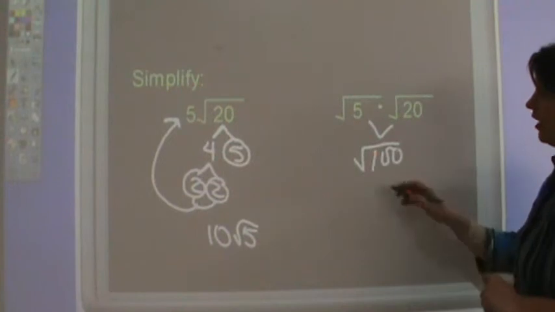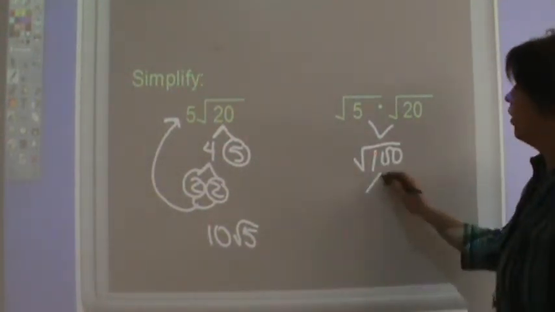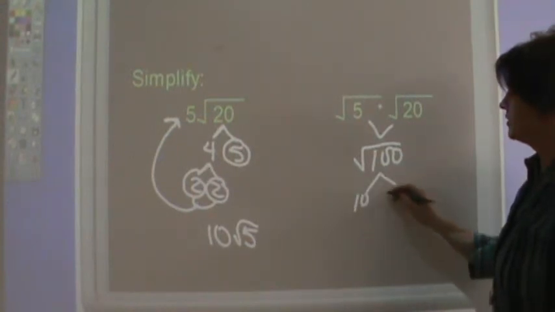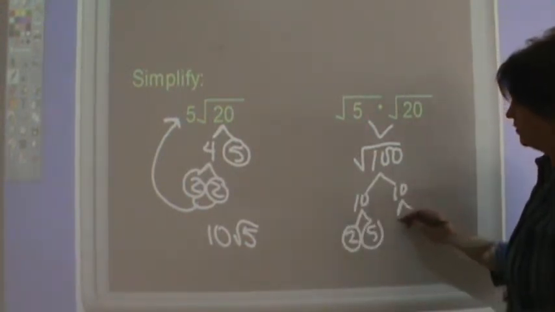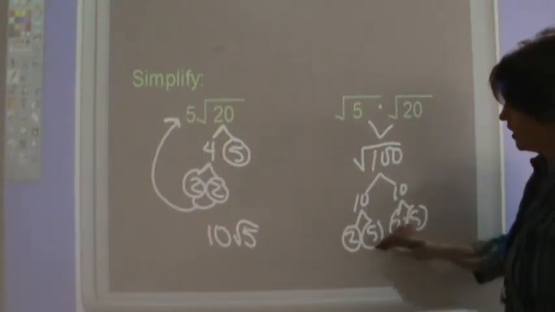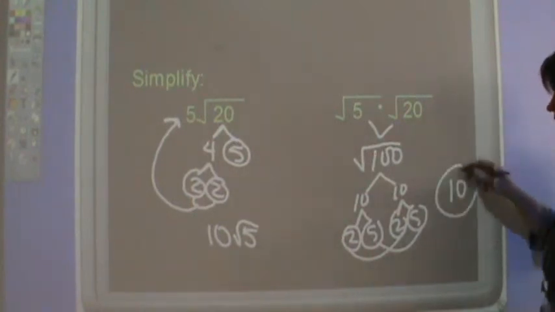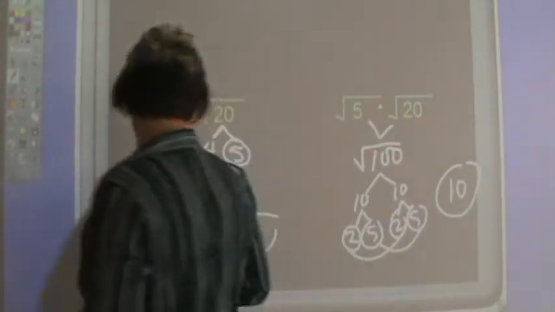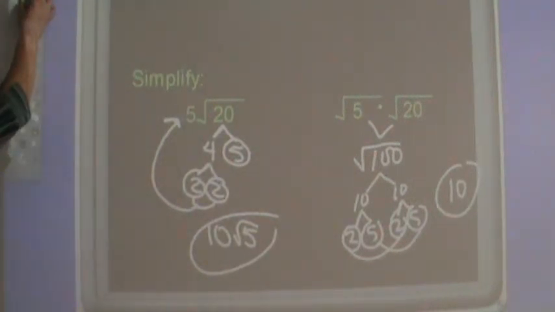So I could break down 100, or if you already know the square root of 100 is 10, you could just stop right here. Or you could just keep going, so 10 and 10. 2 and 5, 2 and 5. So I have a pair of 2s, pair of 5s, 2 times 5 gets me 10. Okay, so a little different answer. Just look at what you're given and take it from there.